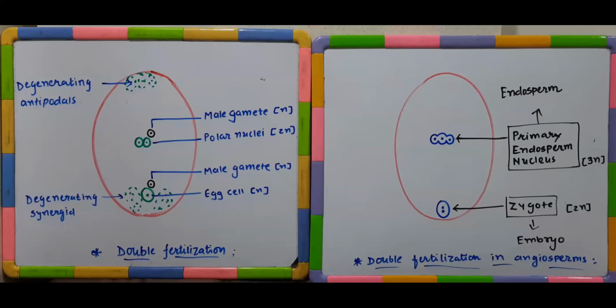Our next topic, double fertilization in angiosperms. If you recall, in the last lecture, we talked about artificial hybridization. We move to the next topic, double fertilization.